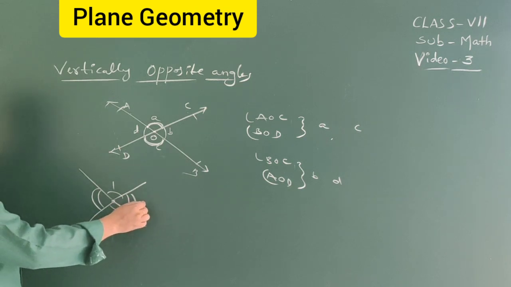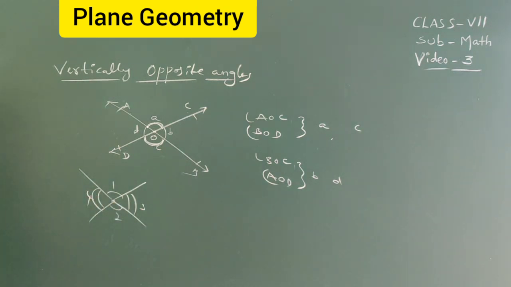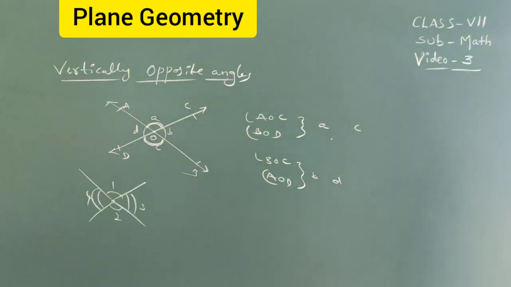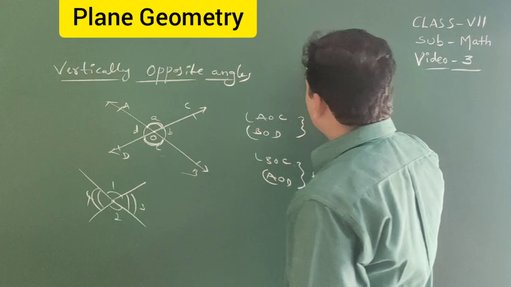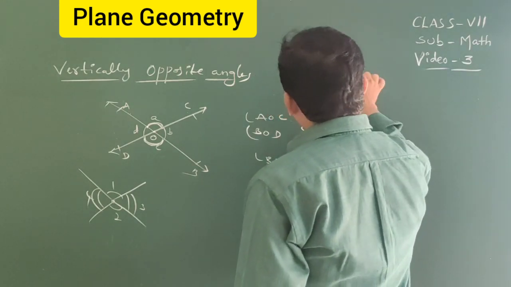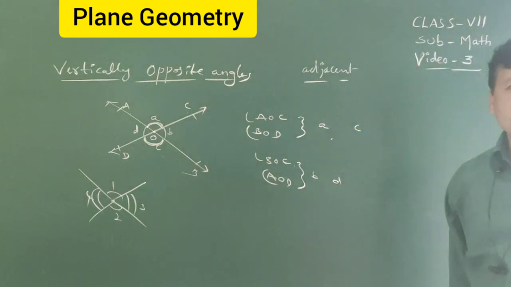Here 1 and 2, 3 and 4 are vertically opposite angles. When two lines intersect each other, vertically opposite angles are formed. Now, the differences between adjacent angles and vertically opposite angles.